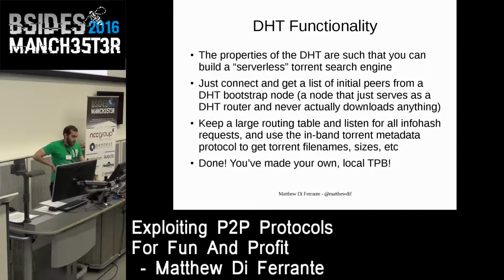Right. So the properties of the DHT are such that you can build a serverless torrent engine. There are a few of these around. They're not really known or popular because people use The Pirate Bay or whatever now. So if you want your random torrent about random things, you will go on one of these centralized sites. But you can easily build your own local torrent search engine by scraping the DHT. These are called DHT crawlers or DHT spiders.